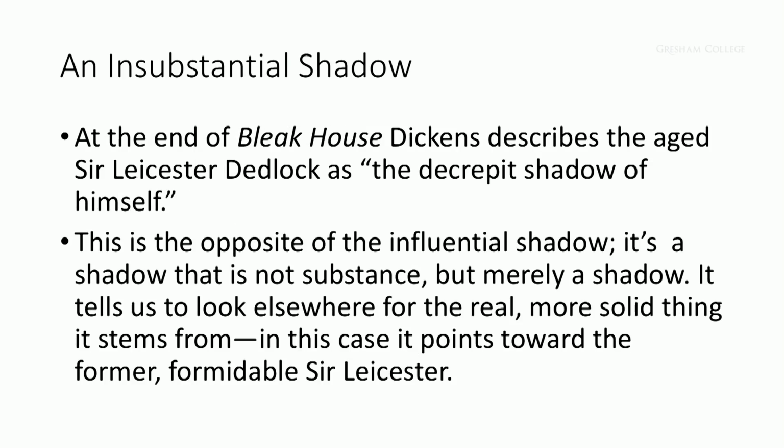At the end of Bleak House, Dickens tells us about the decrepit Sir Leicester Dedlock, who is the decrepit shadow of his former self. So this is the opposite of the influential shadow, the shadow like Scrooge. It's a shadow that is not substance. It's merely a shadow. It tells us to look elsewhere from where it is in order to find out the real solid thing that is behind it. In this case, it's the former Sir Leicester, who's really a big force earlier in the novel.